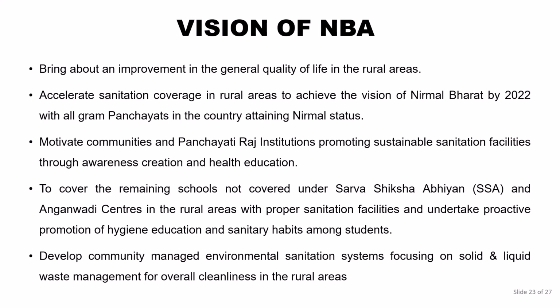The vision of NBA is to bring about an improvement in the general quality of life in the rural areas. Accelerate sanitation coverage in rural areas to achieve the vision of Nirmal Bharat by 2022, with all Gram Panchayats in the country attaining Nirmal status. Motivate communities and Panchayati Raj institutions, promoting sustainable sanitation facilities through awareness creation and health education. Cover the remaining schools not covered under Sarv Shiksha Abhiyan (SSA) and Anganwadi centers in the rural areas with proper sanitation facilities and undertake proactive promotion of hygiene education and sanitary habits among students. Develop community-managed environmental sanitation systems focusing on solid and liquid waste management for overall cleanliness in the rural areas.